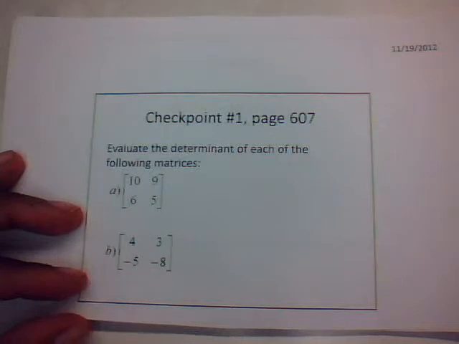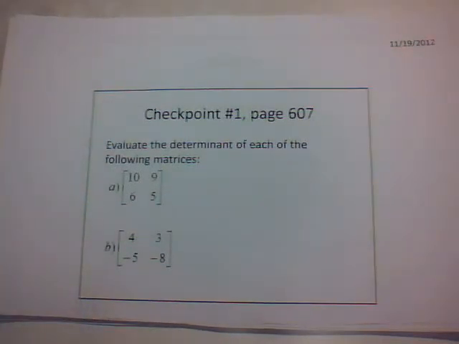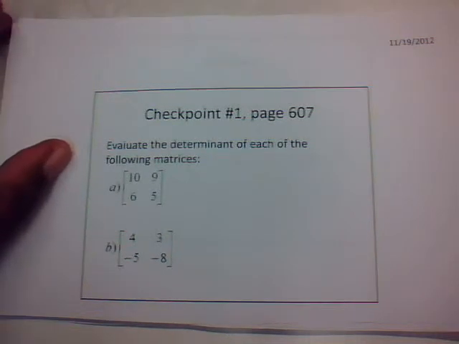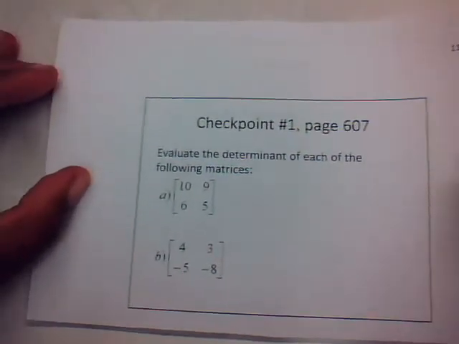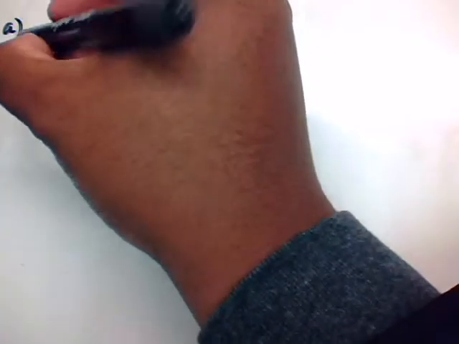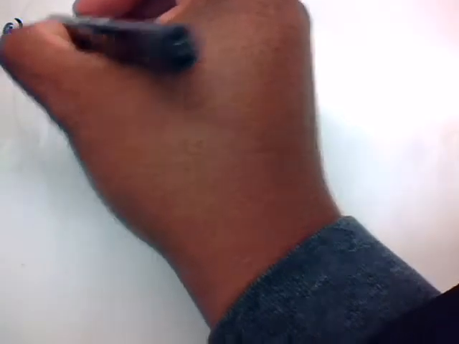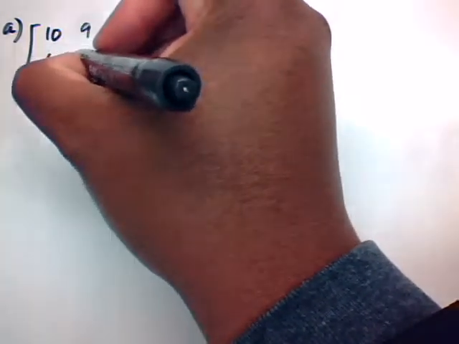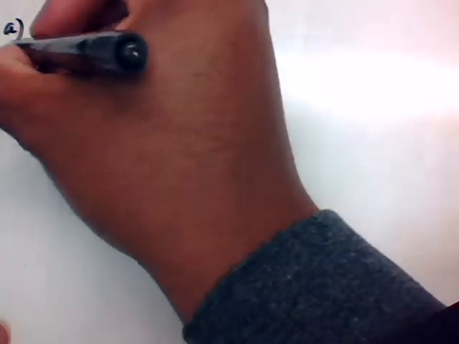Okay, now let's look at a couple of examples here on how to evaluate determinants. Here we've got two matrices, and we're going to evaluate the determinant for each of the following matrices. I'm going to write this on my whiteboard. In this case here, we've got 10, 9, 6, 5. And here we want to evaluate the determinant of this matrix. Now we can call this matrix A if we want to.